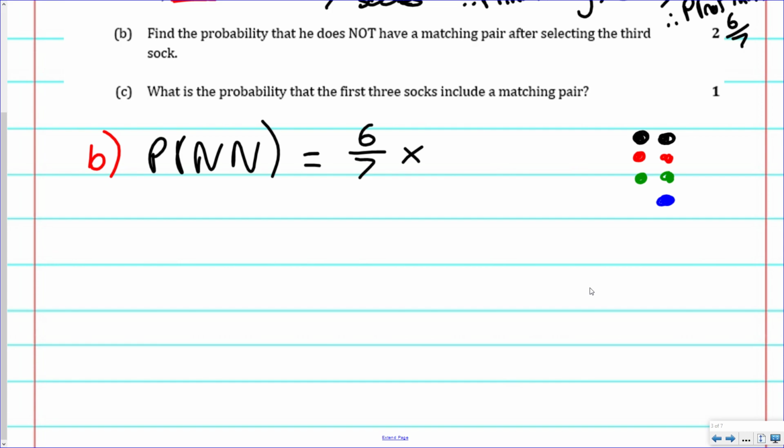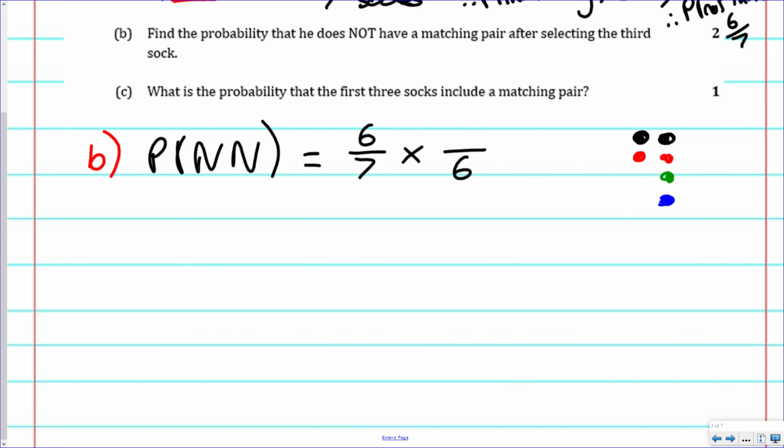That makes sense. So if I didn't take out blue on the second one, let's say I took a green one second. Okay, so now I've got 6 socks. So we know we're still choosing out of 6. That bit is correct. But the question is saying, find the probability that we don't have a matching pair. The question is not saying, find the probability that you don't have a matching pair from that first one.